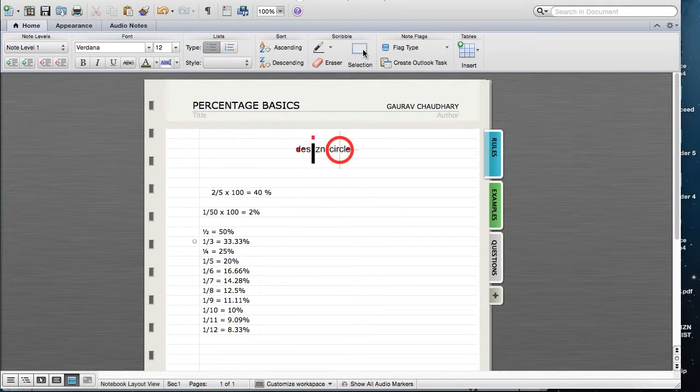Some other useful fractions are 2 by 3, which is just double of 1 by 3, so 2 times 33.33% is 66.66%. Also 3 by 4 is equal to 75%.